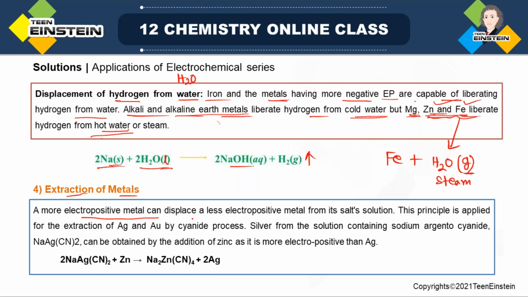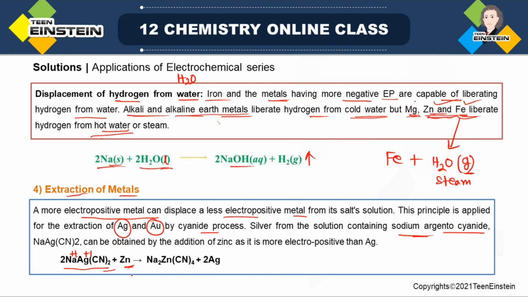A more electropositive metal can displace a less electropositive metal from its solution, that we have already seen in displacement reactions. Now this principle we can apply for extraction of some metals, for example silver and gold by the cyanide process. In this process, we take silver from the solution containing sodium argentocyanide, NaAg(CN)2. Here the oxidation state of silver is +1, sodium is also +1. These two plus charges are balanced by 2 cyanide, because cyanide has a single negative charge.